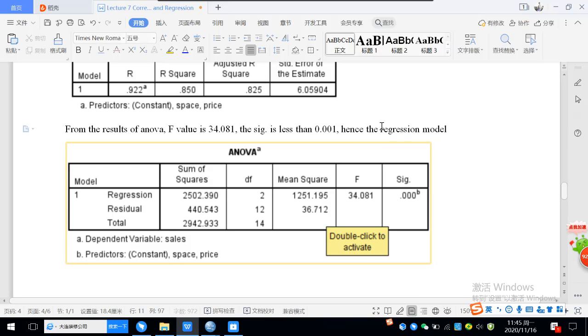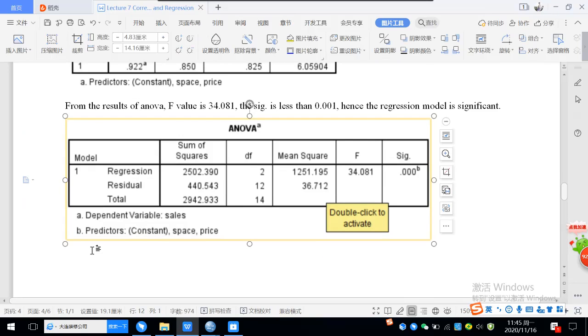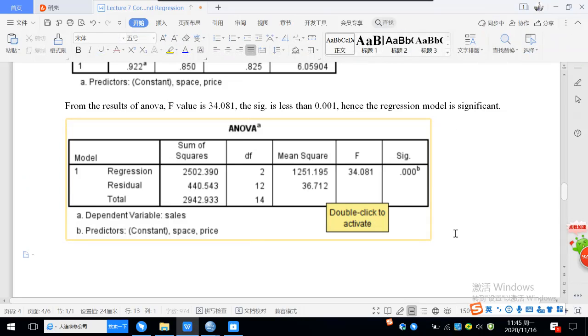Regression model is significant. Okay, here is the analysis and conclusion of this test. Next, we will test if all the coefficients are significant, because here it shows that at least one of the coefficients of the variable is not equal to 0.